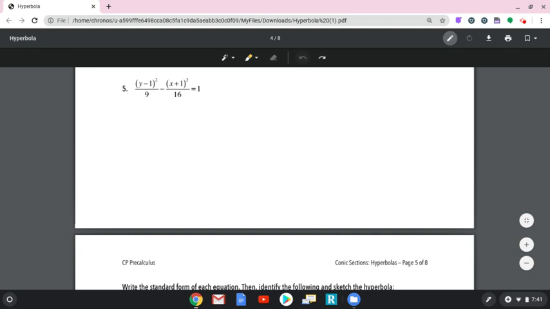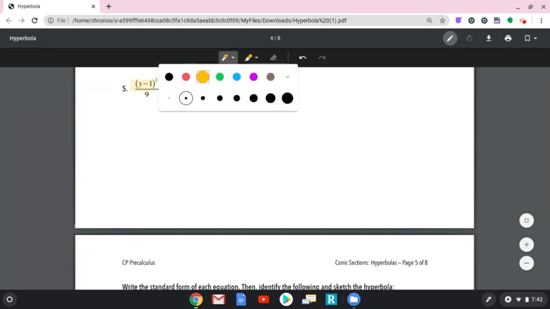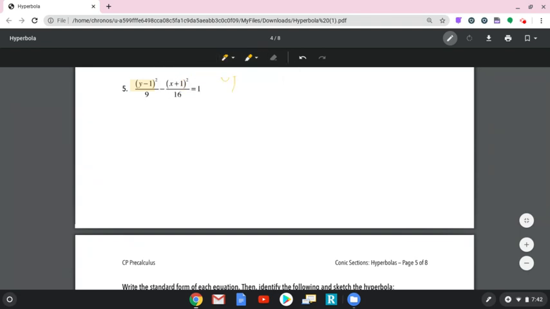Now, the first thing we want to always do is identify if it's an up and down or a side to side. And whatever variable comes first. When you have a hyperbola, you have that subtraction sign there. So whatever variable comes first identifies if it's an up and down or side to side. Now this here, since y is first, we know this is an up and down hyperbola. You make it a little thicker, it's easy to write. So we have an up and down hyperbola.